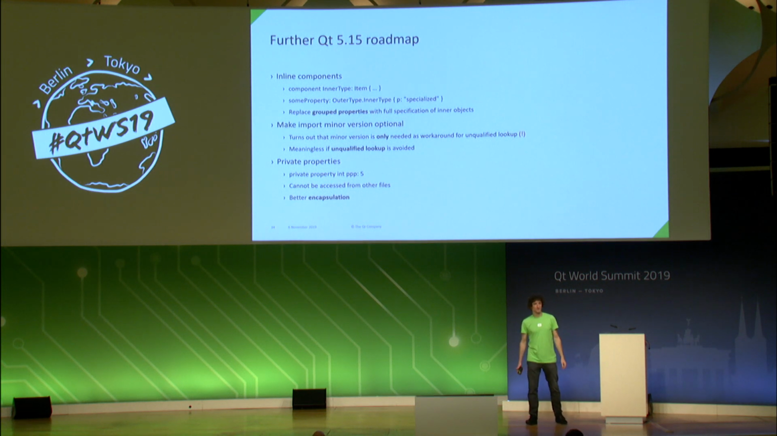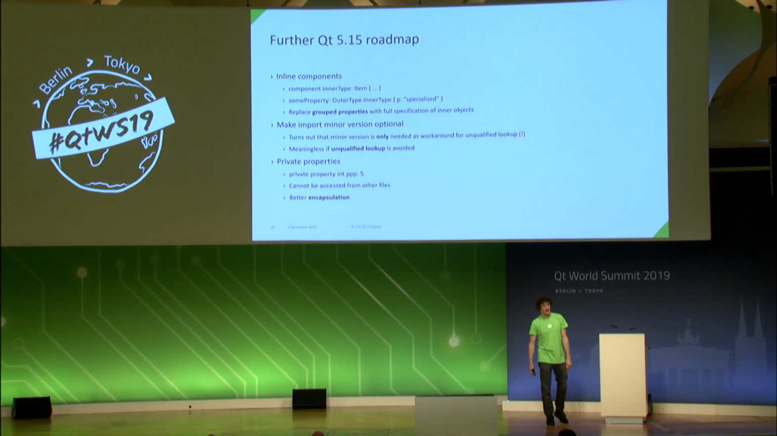We are pretty close to finalizing inline components. So you will be able to declare multiple components in the same QML file, not only with the component keyword, but also with the component keyword followed by a name that you can refer to in other places. That's what I'm demonstrating here. So you can declare some property that has a type OuterType.InnerType, and you can just instantiate that. And that's to replace group properties with a full specification of the inner objects.